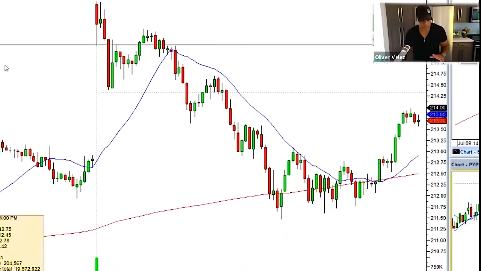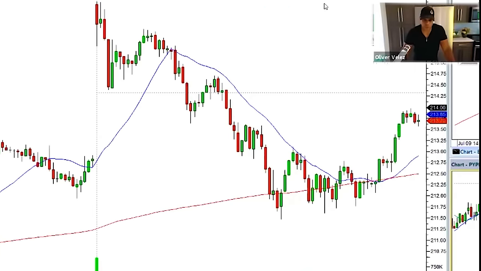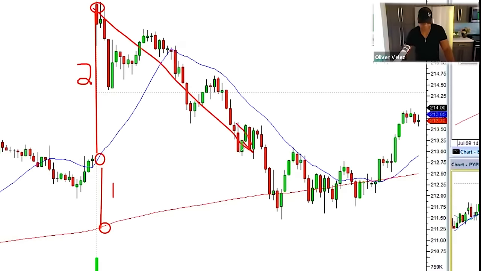Now, look. I want you to remember what I told you about space. That was a different talk that I did on my concept with space, but I just want to bring your attention to that real fast. Look at where Microsoft opens in relationship to the 20 and how the 20 is separated from the 200. You see those layers of space, space one and space two. Whenever we get these dual layers of space, we bet the other way, because the market doesn't like space. It narrows space.